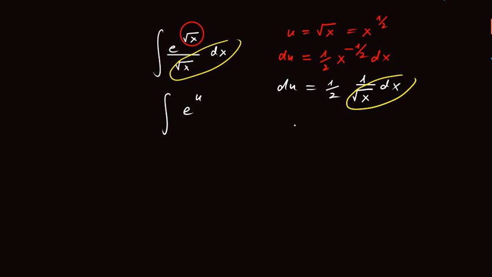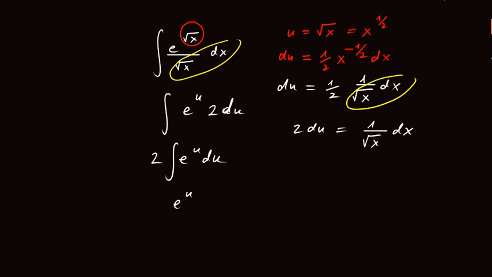So I can multiply both sides by 2, get 2 du is equal to 1 over the square root of x dx. So now what's in yellow here is the same as what's on the right-hand side. So I can substitute what's in yellow here with 2 du. Oops, du. Okay, then I can put the 2 outside. That's just a constant, e to the u du. And now I find the antiderivative of e to the u, which I know is e to the u. The 2 comes along, and then plus a constant. Now I back substitute u equals square root of x. I get 2 e to the square root of x plus c.